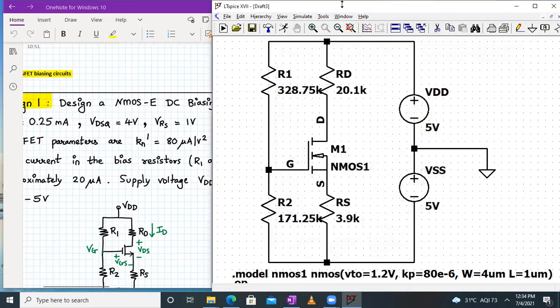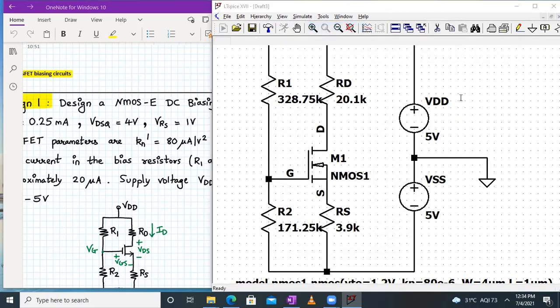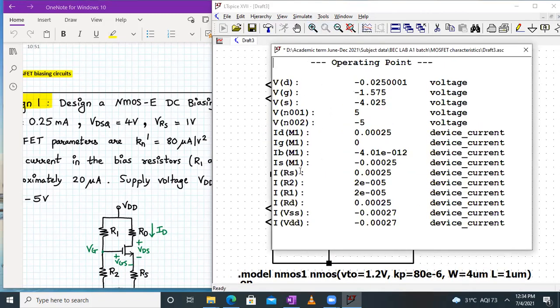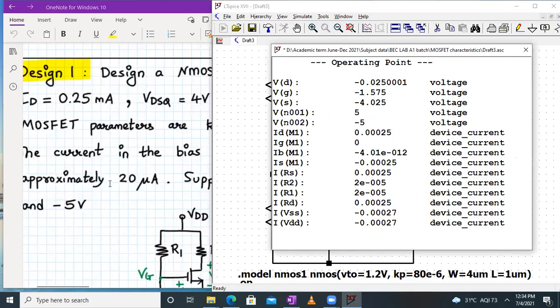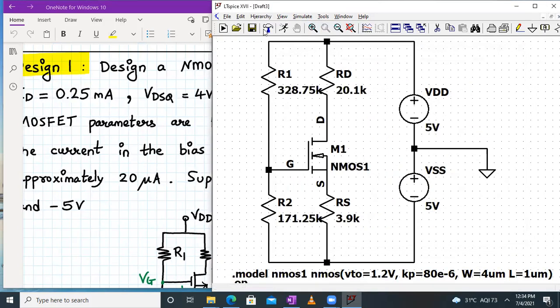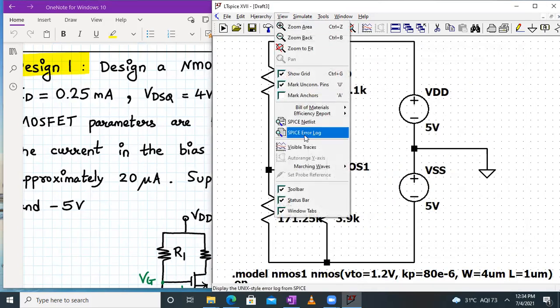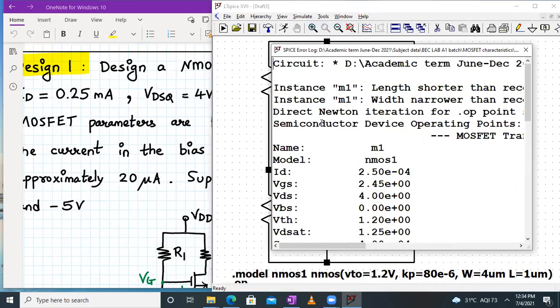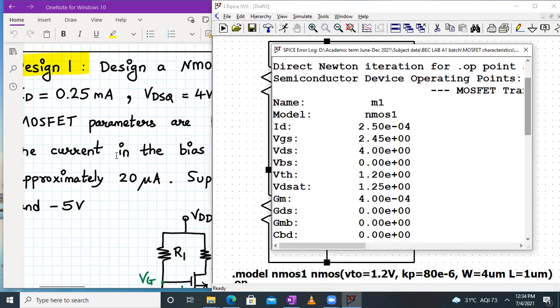Let us check one more condition. The biasing current flowing through the R1 and R2 resistors should be 20 microamperes. And if you see over here, it is 2 into 10 to the power minus 5, which is as good as 20 microamperes. So all the conditions, all the values are matching perfectly well in case of the design. So our design is correct, absolutely correct.